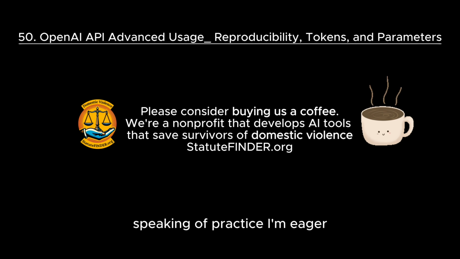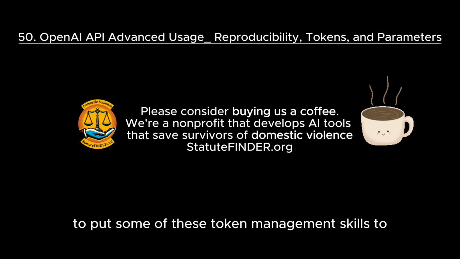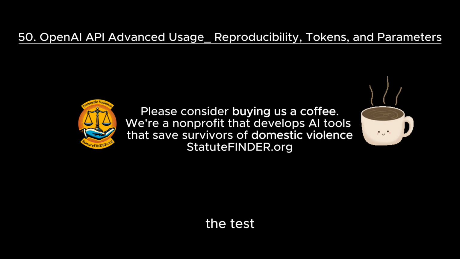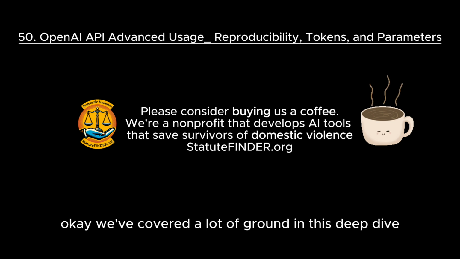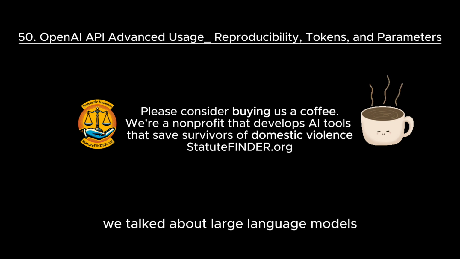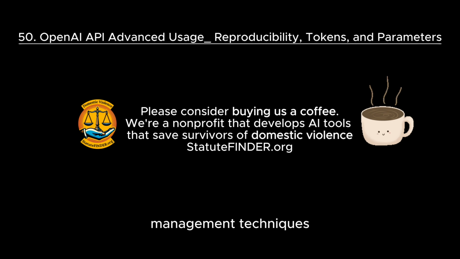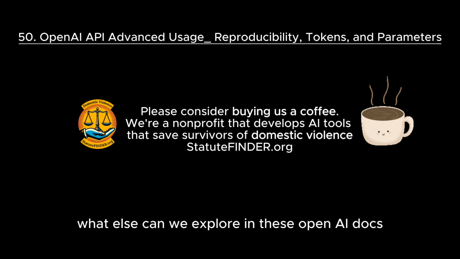Well, speaking of practice, I'm eager to put some of these token management skills to the test. What other OpenAI secrets are you ready to reveal? Okay, we've covered a lot of ground in this deep dive. We talked about large language models, decoded the mysteries of tokens, and even learned some ninja-level token management techniques. What else can we explore in these OpenAI docs?